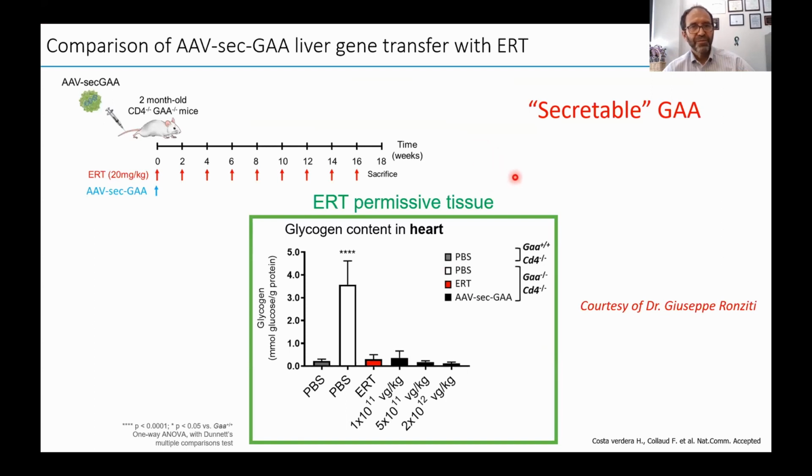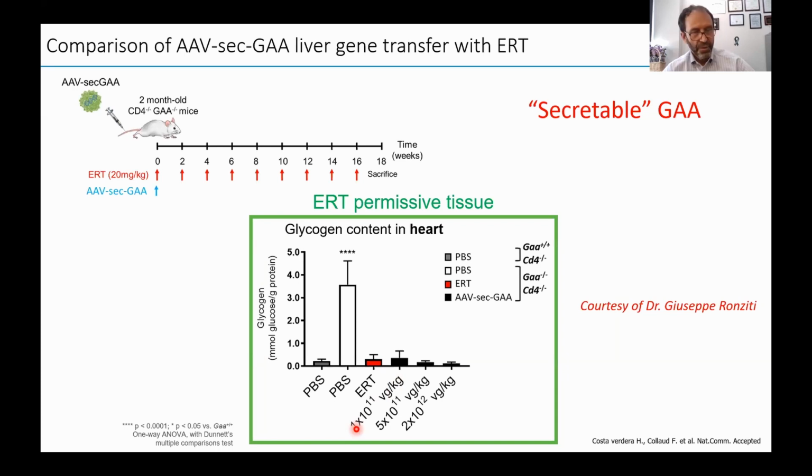This is some more data from Jonathan talking about now long-term, how does gene therapy do compared with ERT? And these mice were modified so they didn't make antibodies against the GAA, and this long-term experiment was possible. The mice didn't have the allergic response. And the glycogen content of the heart responds really nicely to replacement therapy, showed that the ERT reduced it nicely, as well as a variety of doses of gene therapy down to a pretty low dose.